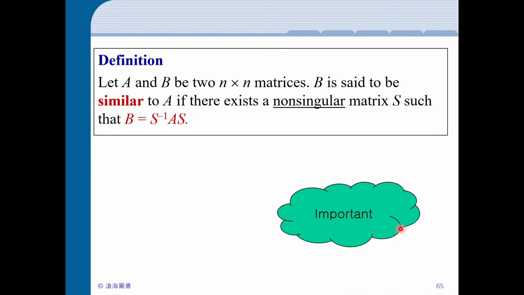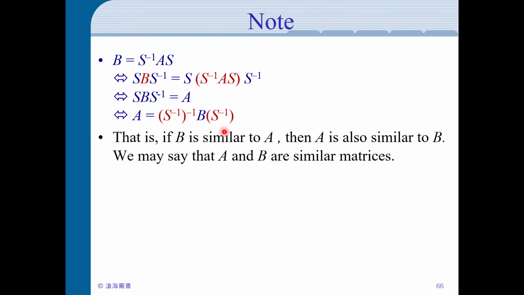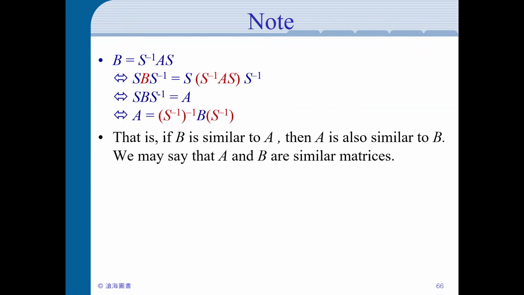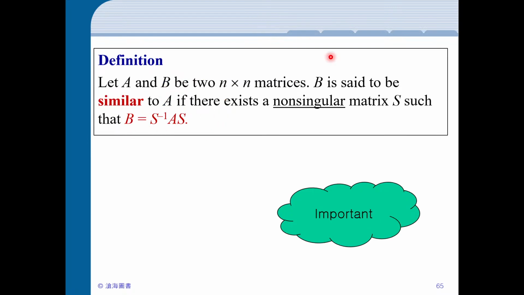So we say A and B are similar if there is some S such that B equals S minus 1 A S. Okay. And S obviously is non-singular, that's why you can write S minus 1. So A and B are similar if B equals S minus 1 A S. That means if A is a linear transform, then B is the same linear transform in another basis, related by the matrix S.